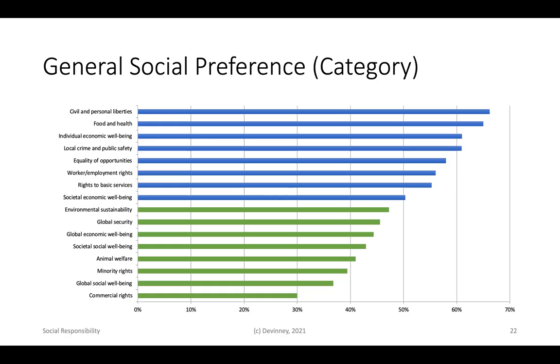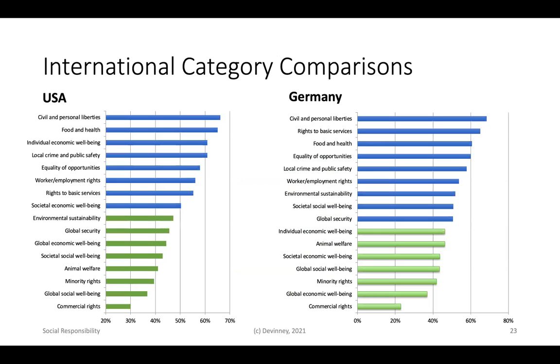So if you look at this, it kind of gives you a feel for this. This is actually a really good way to look at these things, and you can see how they differ across countries. So for example, if you look at the USA and Germany, they actually look fairly similar. So things like commercial rights, global social well-being, minority rights, global economic well-being, these things are actually quite low here. They're quite low here. Civil liberties, food and health, local crime, public safety, equality of opportunities.